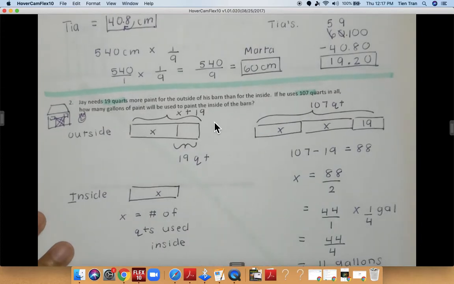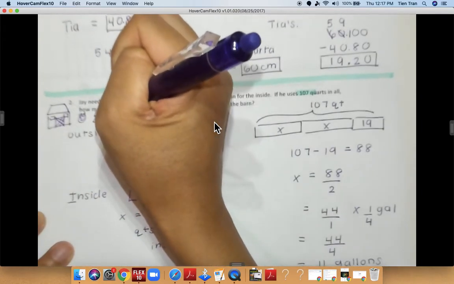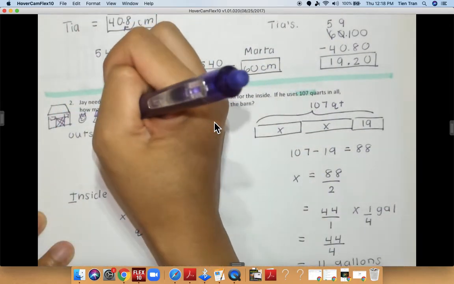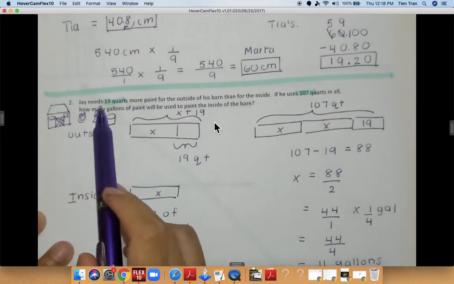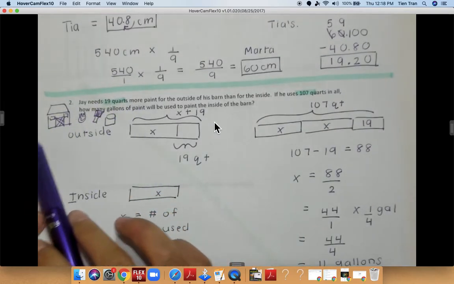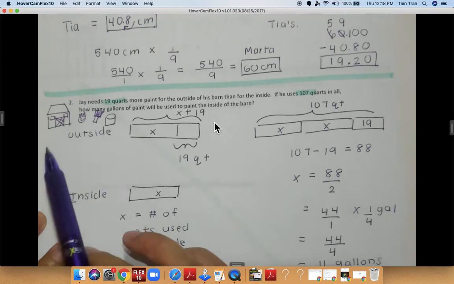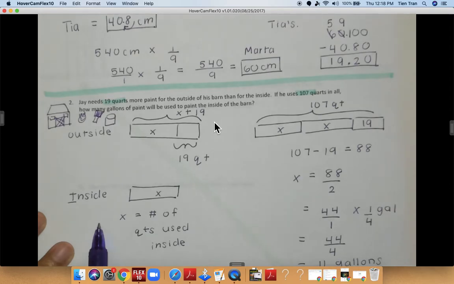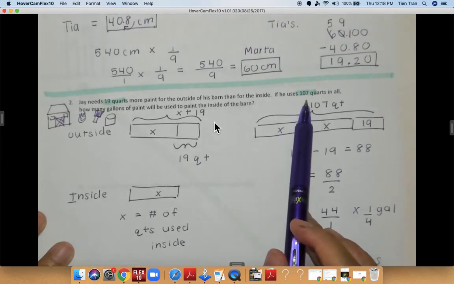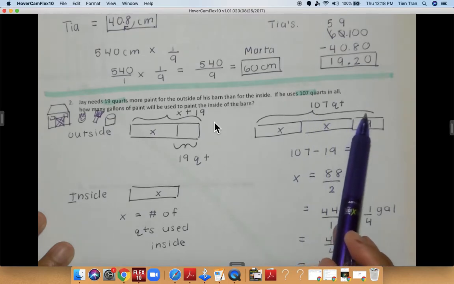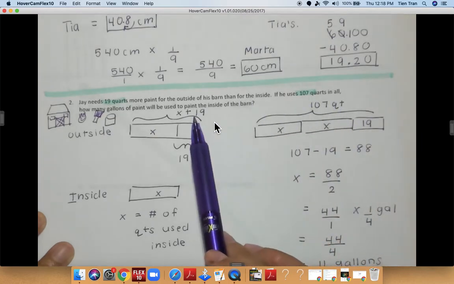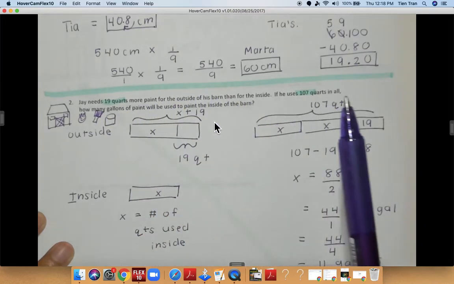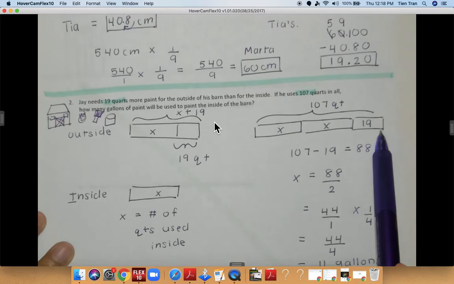Okay, so he's painting his house, so maybe draw a paintbrush so that it shows he's painting his house. Okay, and he's painting his house with paint. So he's outside, painting the outside of his barn with paint, and he's also going to paint the inside. So right here, I measured outside and inside. What we know is that he uses 107 quarts in all. So right here, we have 107 quarts in all. But it also says that he paints 19 quarts more outside than inside. So we added 19 at the end.